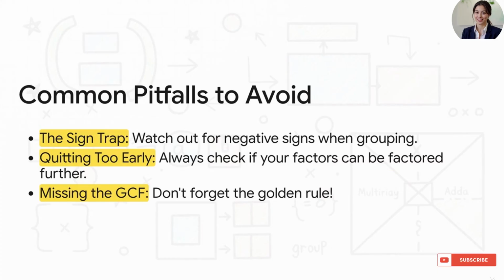Hey, before we wrap up, a quick word of warning. Be super careful with negative signs, especially when you're using grouping. It's a really common trap. Also, don't quit too early. Like we just saw, you always have to check if your new factors can be factored again. And please, whatever you do, don't forget the golden rule. Always, always check for that GCF first.